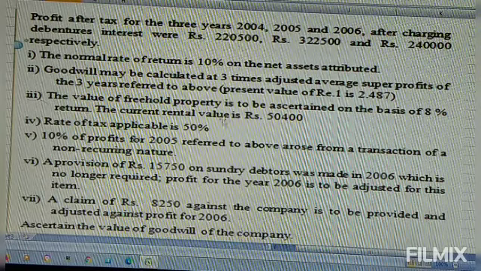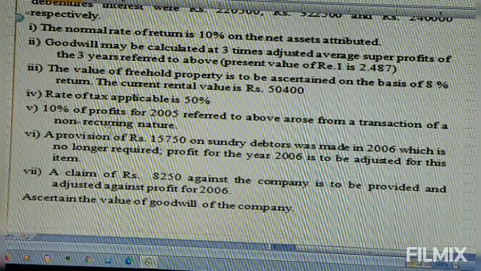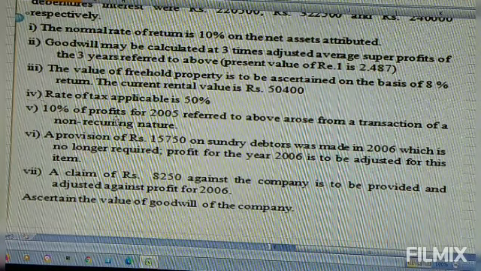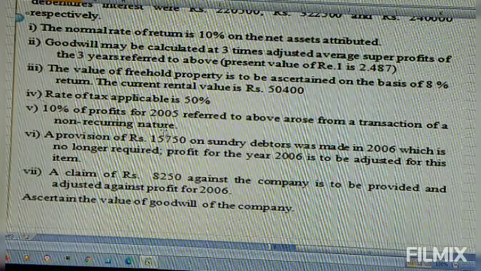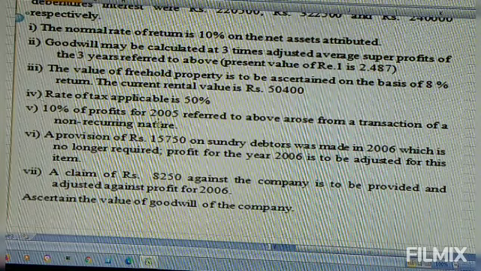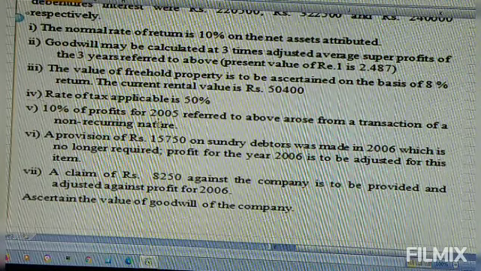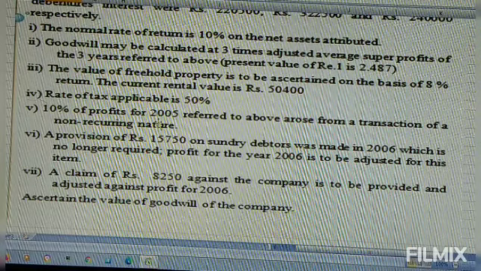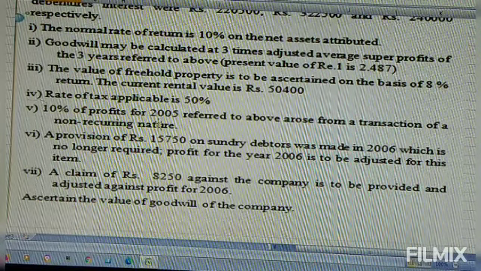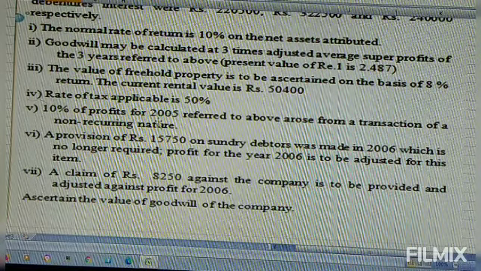The current rental value is 50,400. Then the rate of tax applicable is 50%. 50% tax is to be provided. Then 10% of profits for 2005 referred to above arose from transactions of a non-recurring nature. Some non-recurring transactions were there. Because of that, we got this 10% profit in 2005. We'll see what those non-recurring transactions are.